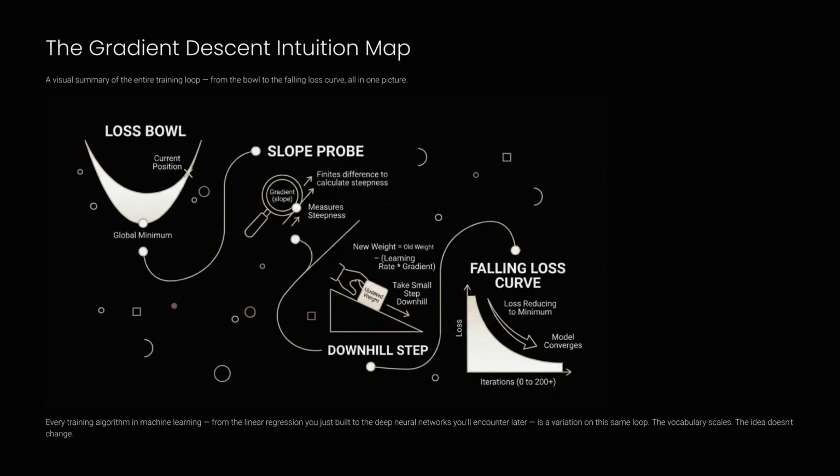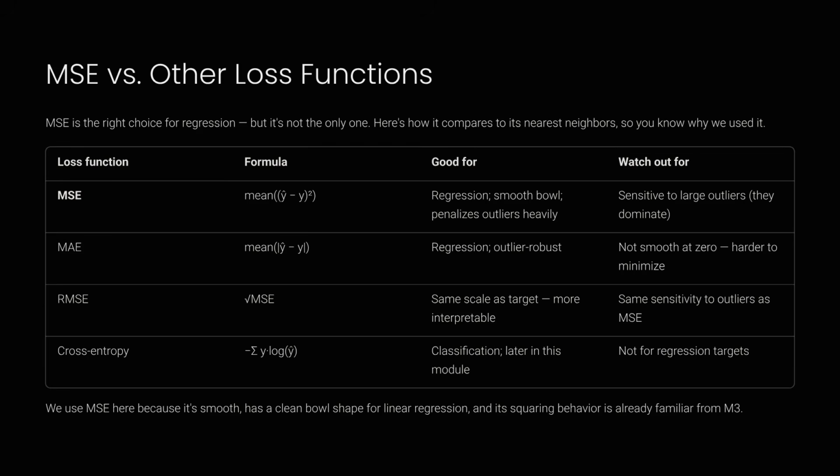This map provides a visual summary of the entire gradient descent loop. From the bowl-shaped loss landscape to the falling loss curve, this visualization summarizes the core cycle used in all modern machine learning models. While we used mean-squared error for its smooth properties and familiarity, other loss functions exist. This table helps you understand why we chose MSE for this regression task, compared to others like mean absolute error.